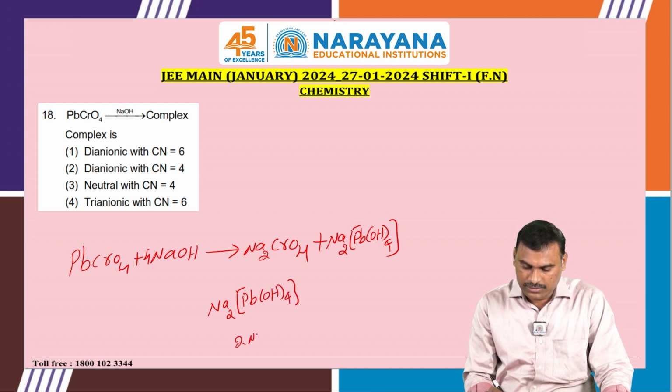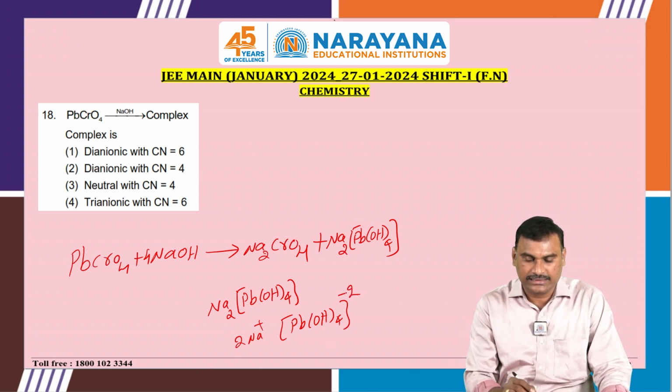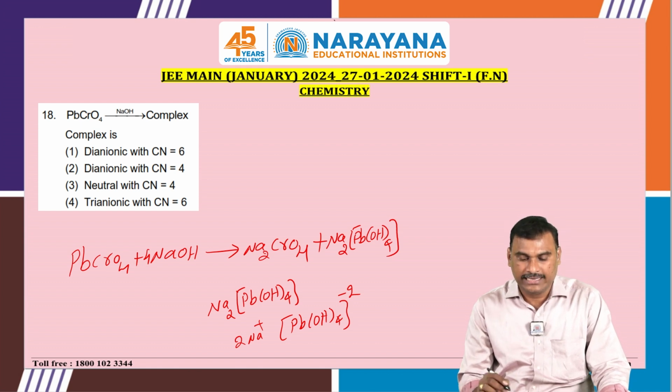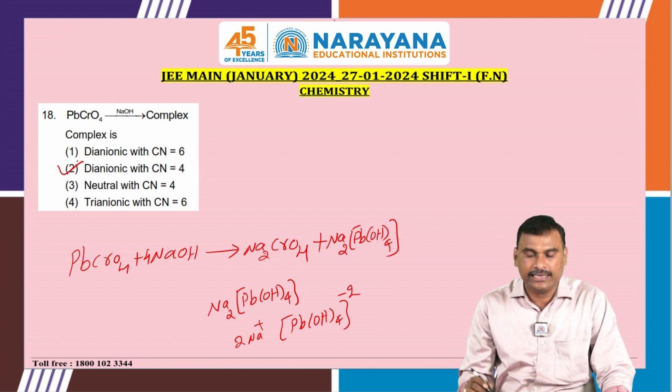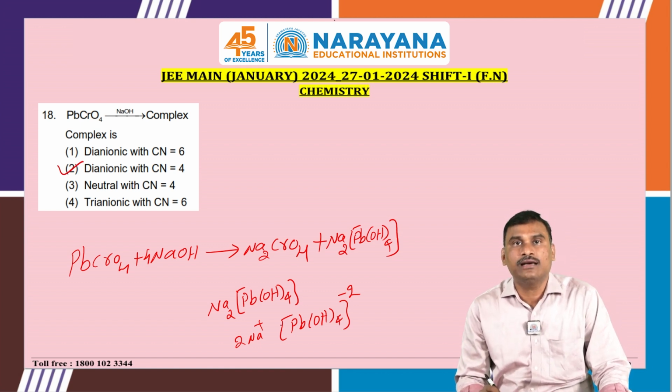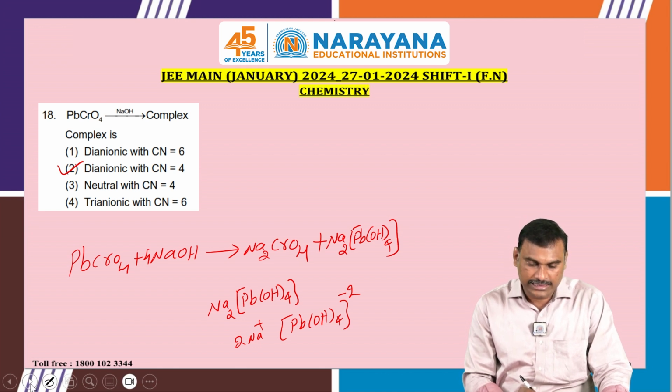That is 2Na+ and lead tetrahydroxide, that is -2. Therefore, the charge on the complex is -2 and the coordination number of the complex is 4. So, dianionic with coordination number 4 is the correct answer for the given question, students. Let us go for the next.